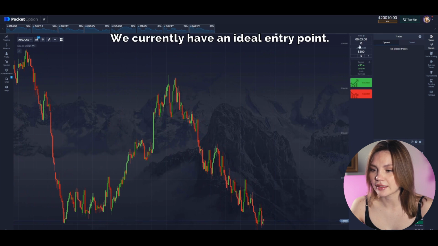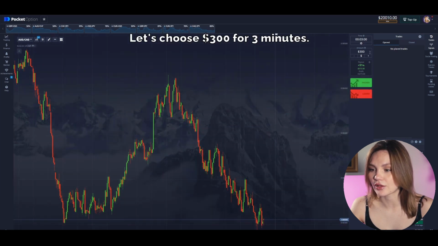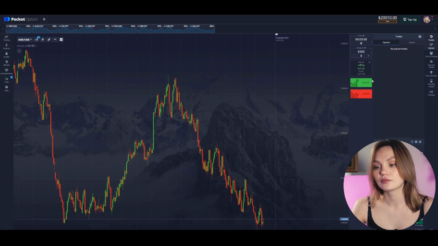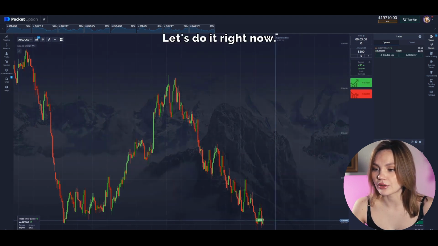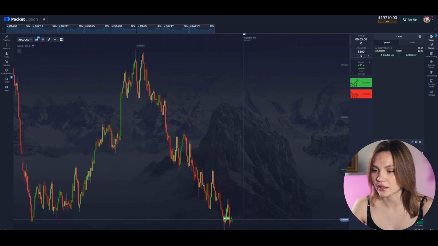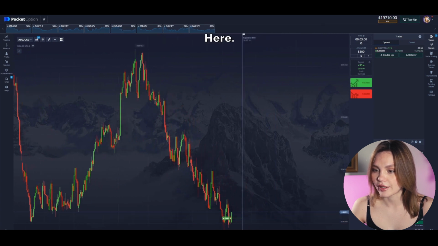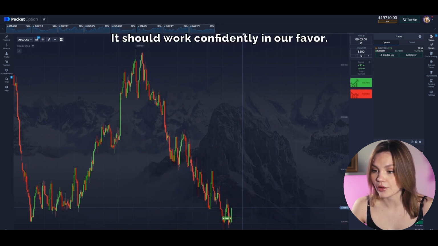We currently have an ideal entry point. Let's choose $300 for 3 minutes. And we will go long. Let's do it right now. Open a trade for the upside. Here, it should work confidently in our favor.